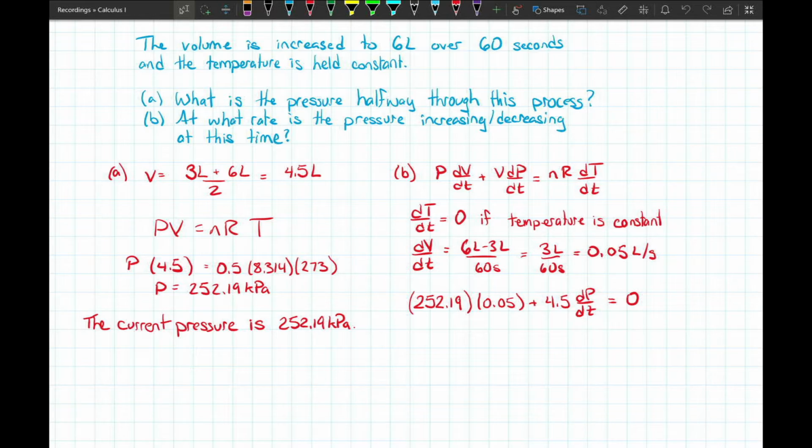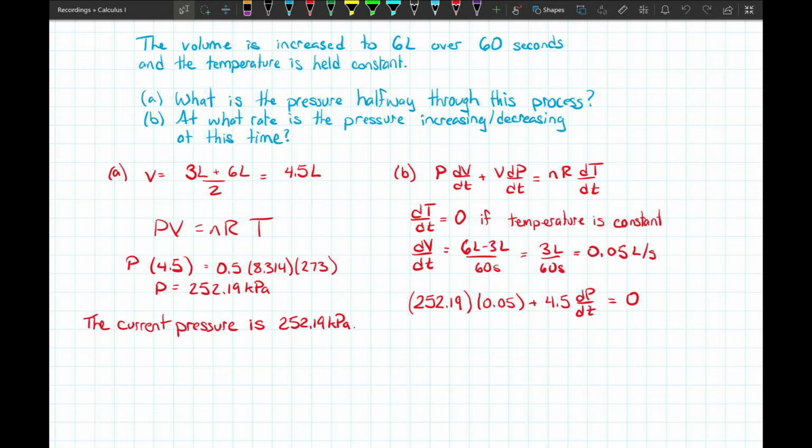And this question is trying to ask for that value. We want to know how quickly pressure is increasing or decreasing. So it's this derivative that we're actually trying to find a value for. That's what we're going to solve this equation for. And the right-hand side equals 0 only because temperature is being held constant. Otherwise, in order to find the rate of change of pressure, we would also need to know the rate of change of temperature. Now, we just rearrange this equation so we can get dP by dt.